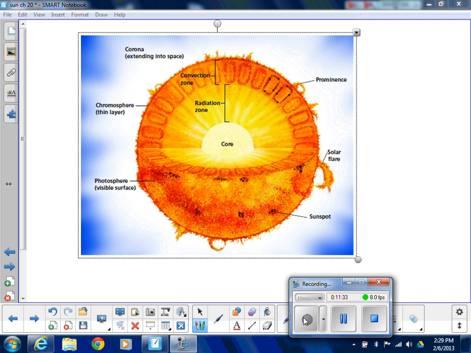So you've got the core, where the reactions start, the radiation zone, so vaguely similar. So you've got the heat radiating out, the energy radiating out, and the convection zone, where you've got convection currents kind of like in the mantle. So it all starts here and it goes out here. And then mostly what we see, and kind of more what I'm concerned with, is some of these surface features, which we'll talk about here in just a second.